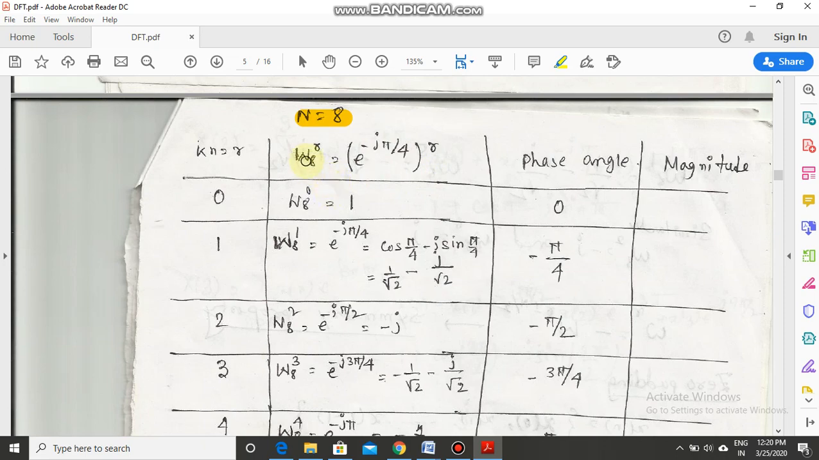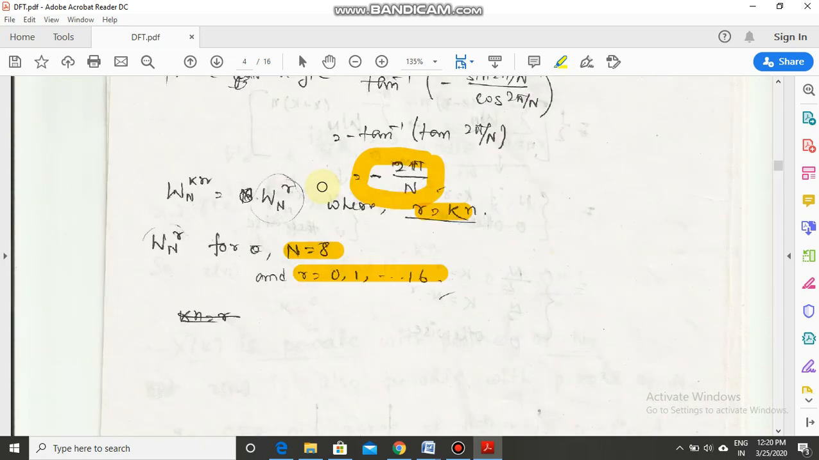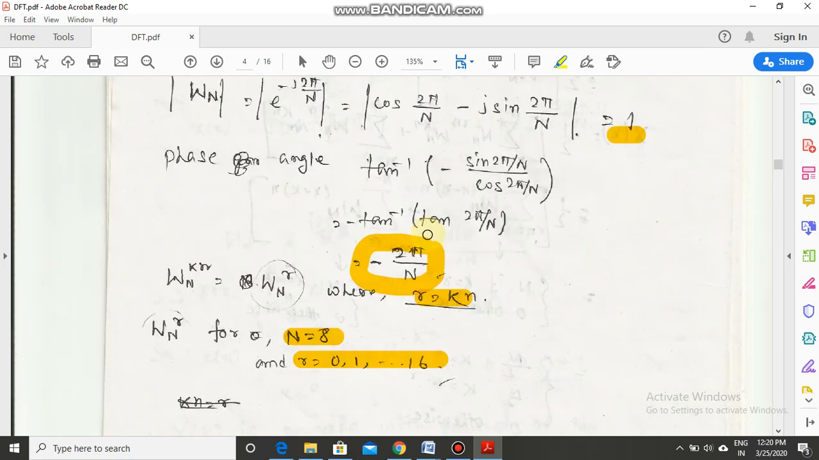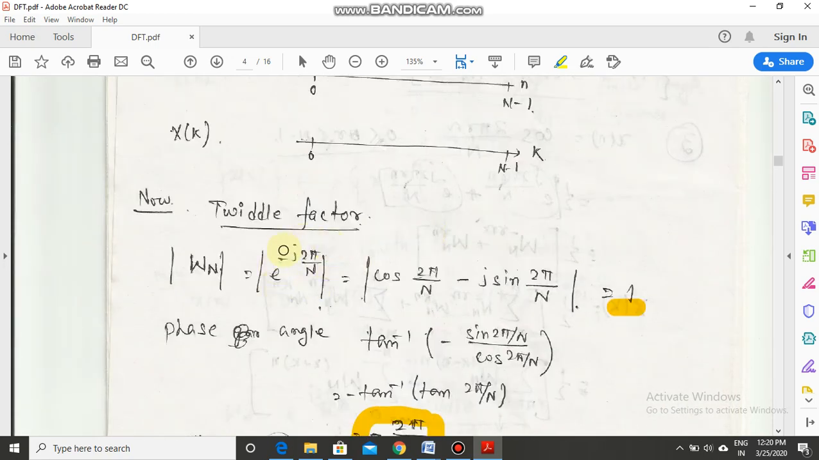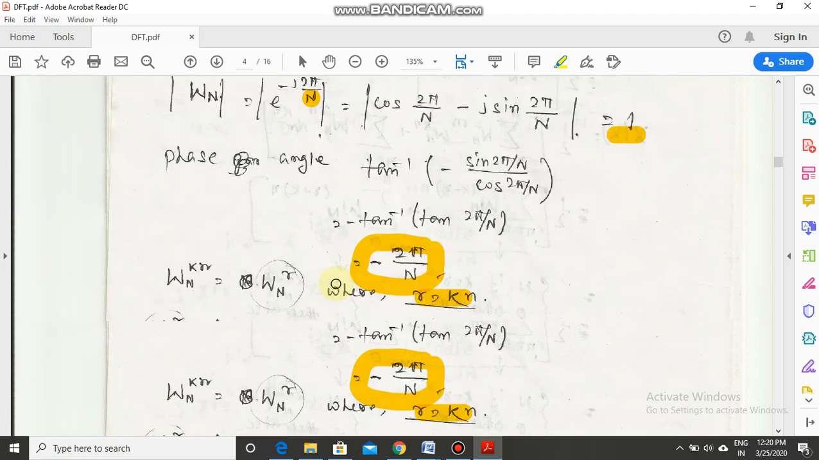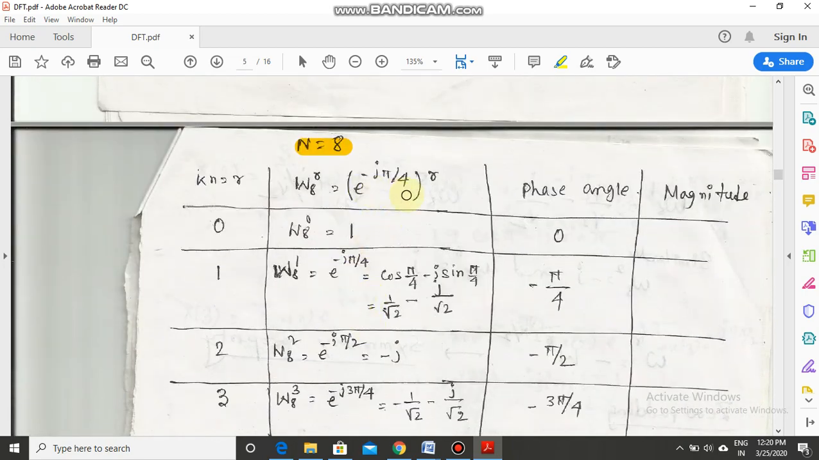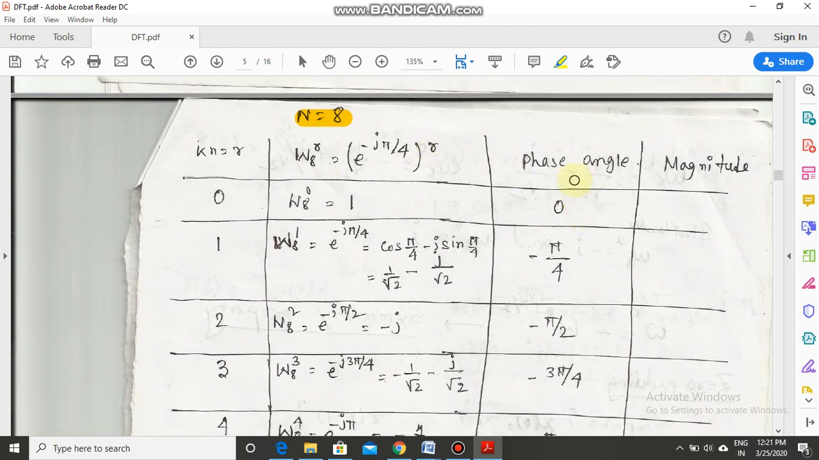Because we know W_N is equal to e to the power minus j2 pi by N. So if I put N equal to 8, it is e to the power minus j pi by 4. So that is the reason it is e to the power minus j pi by 4 to the power r. Okay, and we write down its phase angle as well as magnitude.